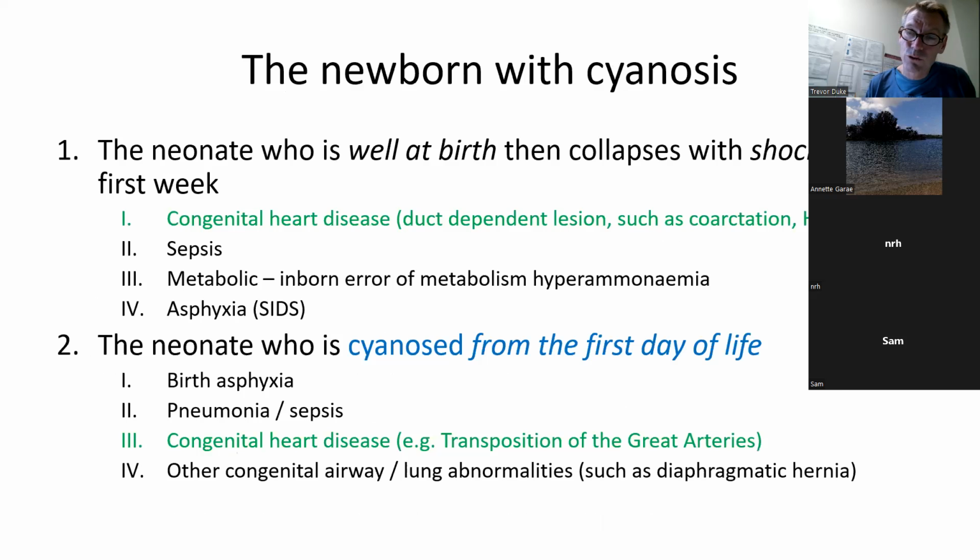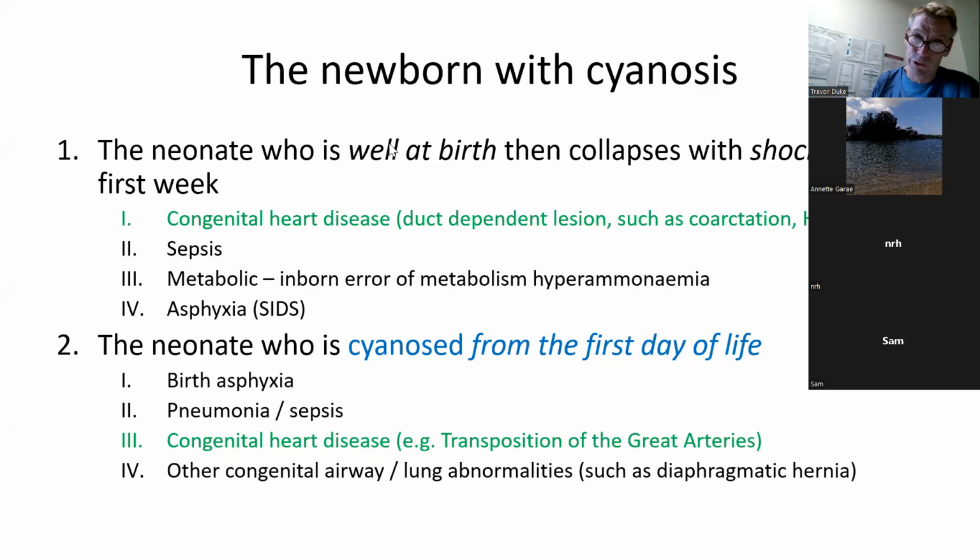Now, we talked about Tetralogy of Fallot, which is the infant or the child with cyanotic episodes. I want to talk about newborns that are born with cyanosis, because this is another common presentation of cyanotic congenital heart disease, and they're mostly not Tetralogy of Fallot. That's very rare for a baby to be born with cyanosis and for that to be caused by Tetralogy of Fallot. But there are two sorts of neonates with cyanosis.